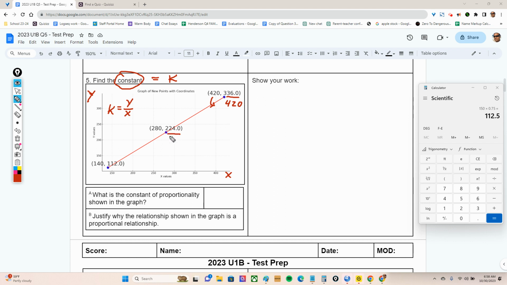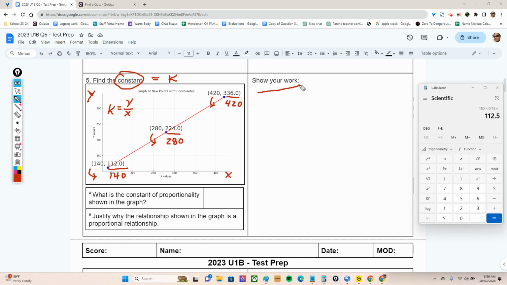You're doing, and then that's why I say drop it, because you're going to do 224 divided by 480. That's why I say drop it, because you're going to divide 112 divided by 140.